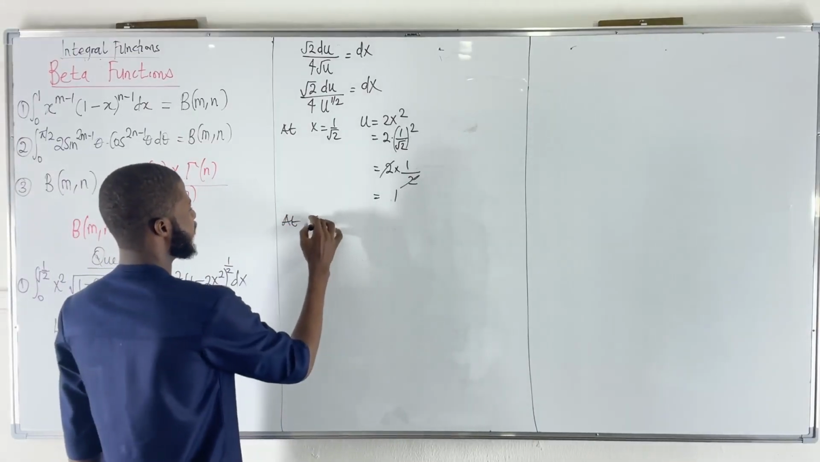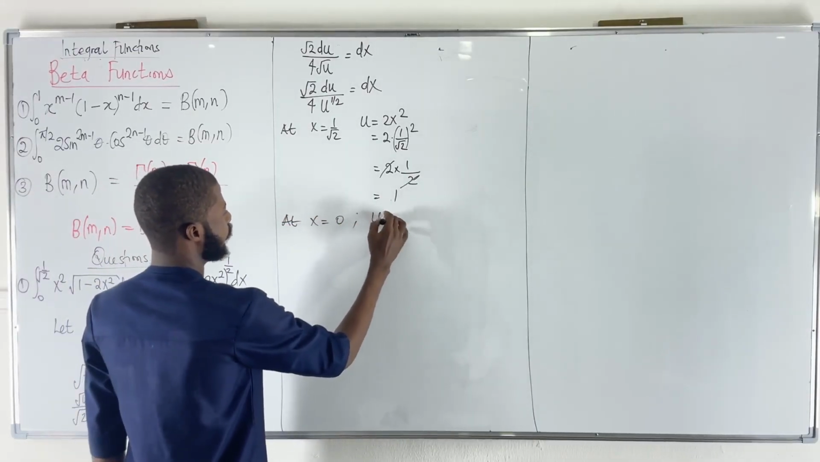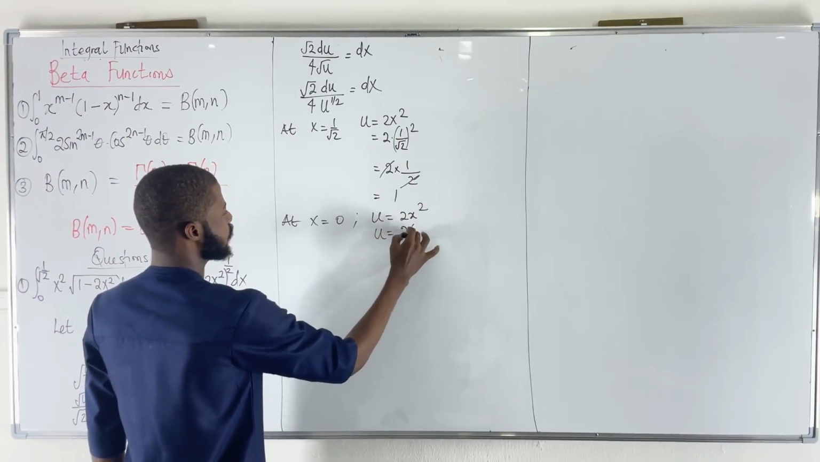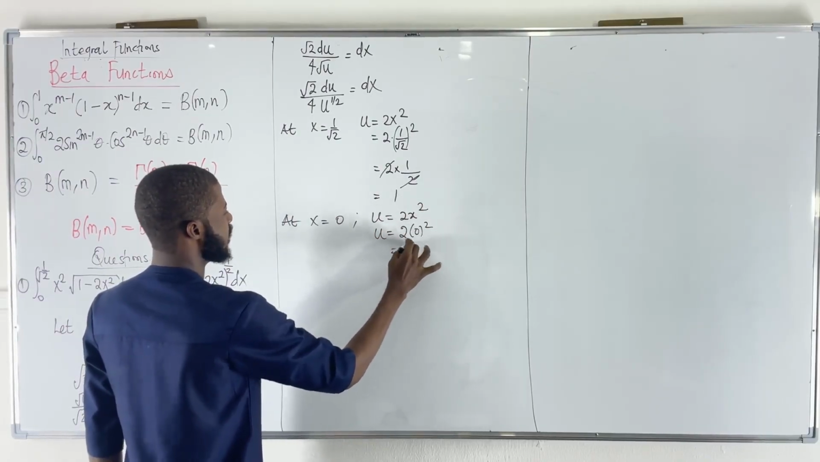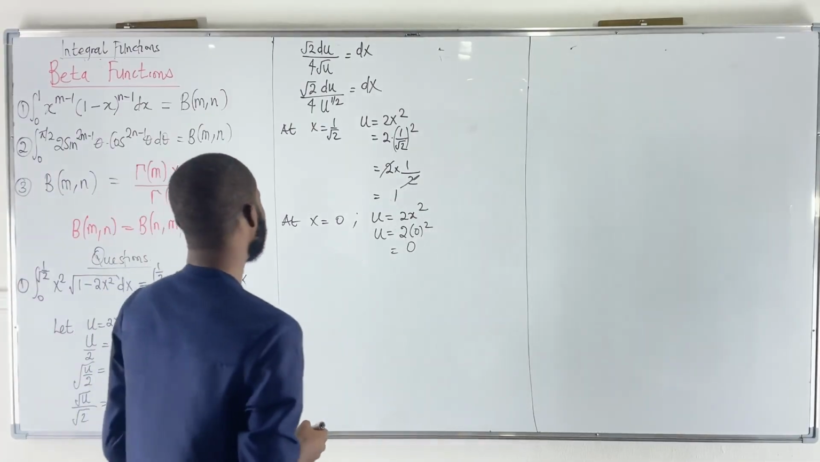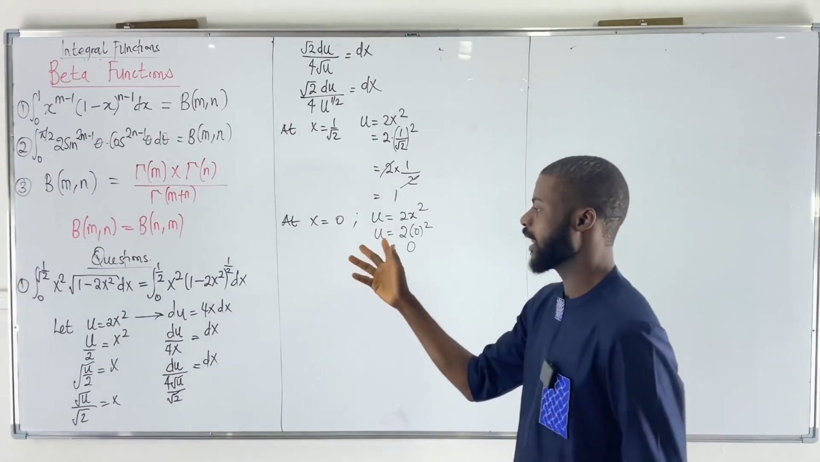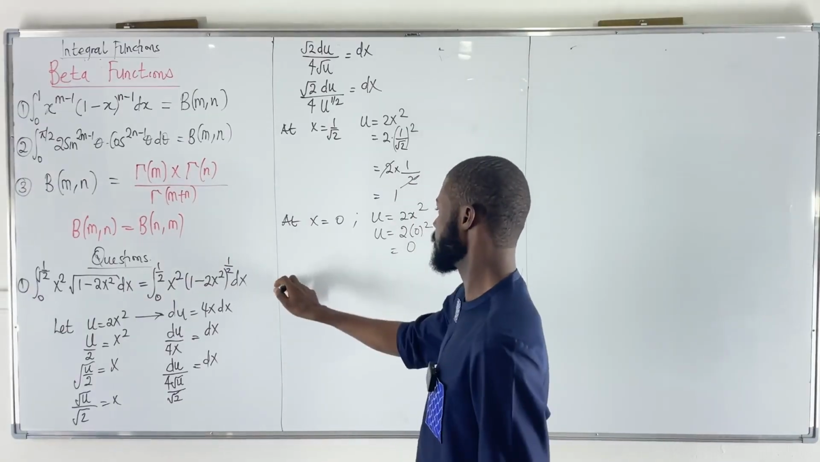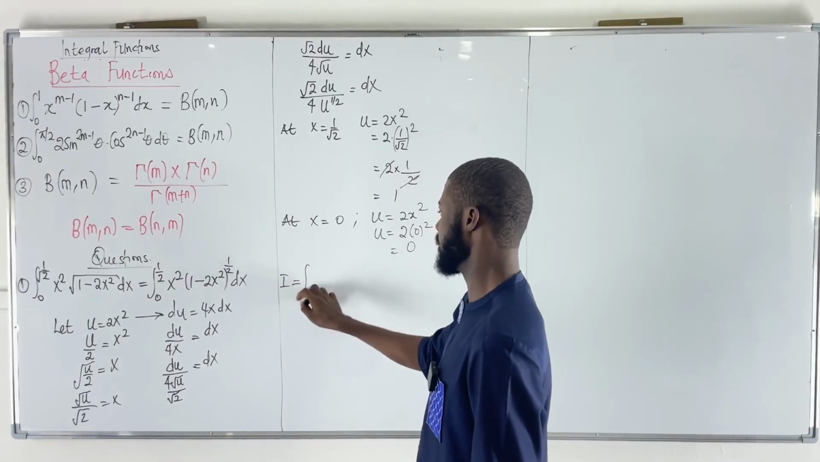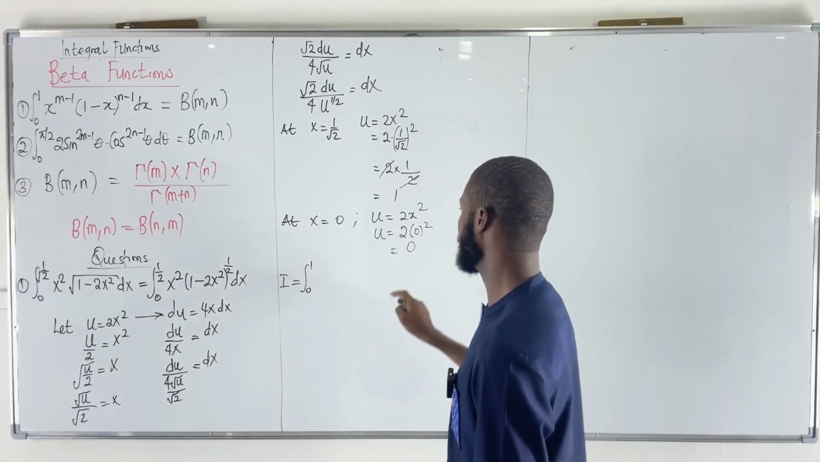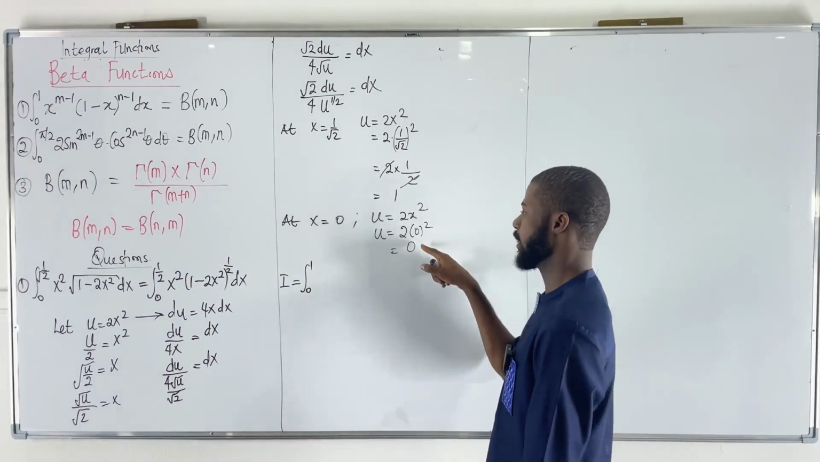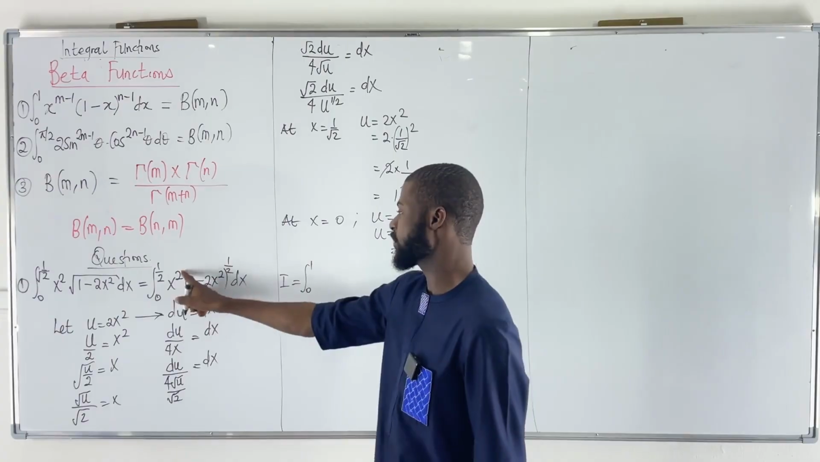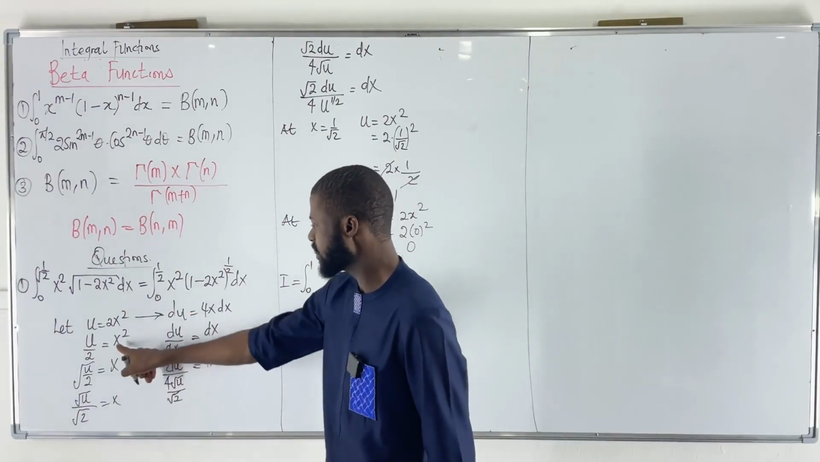Then, at s equal to 0, we know that u is 2s squared from our substitution. So this is 2 times 0 squared, so that's just 0. Okay, now let's put every single thing into our integral. So our integral is the integral from 0 to 1, because our lower limit was 0 and upper limit was 1. Now we have s squared, right?